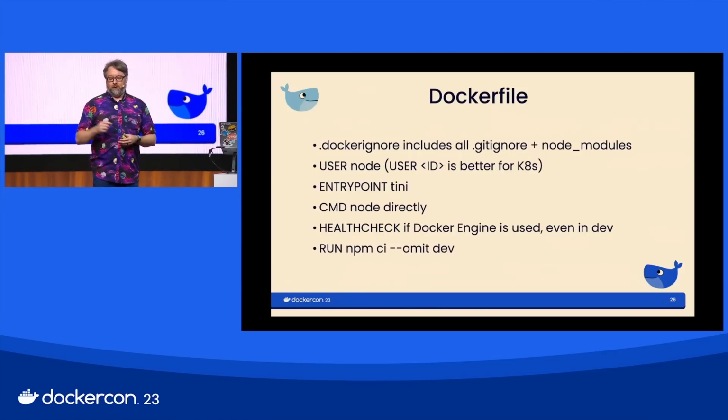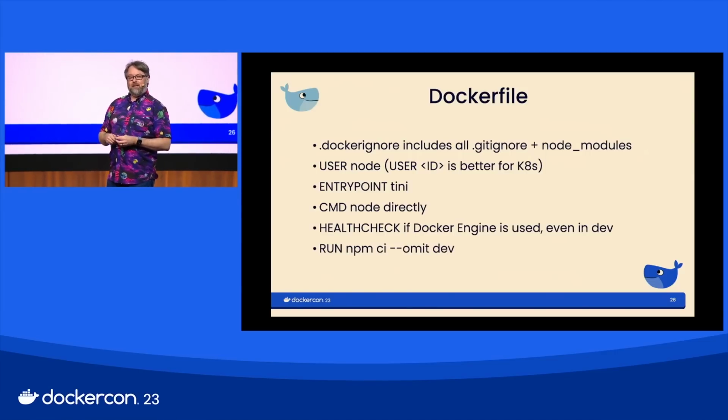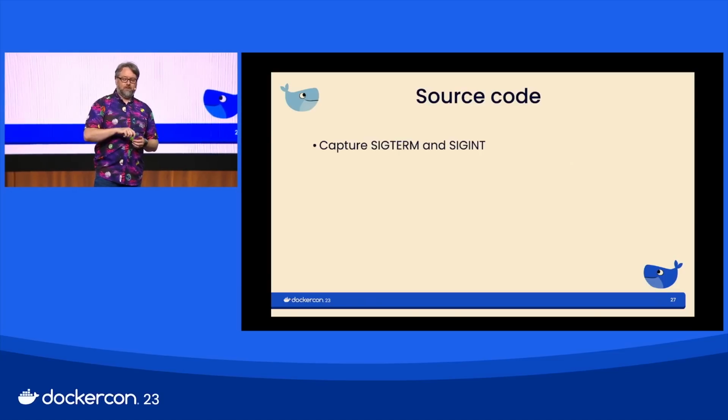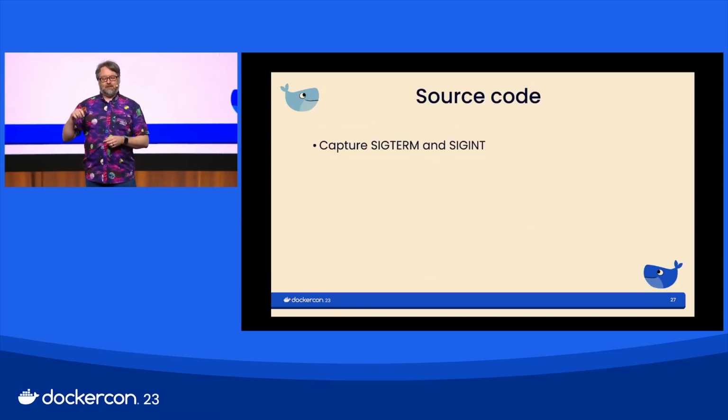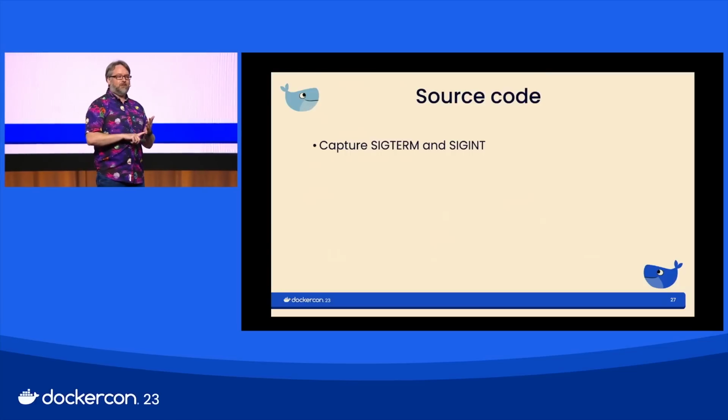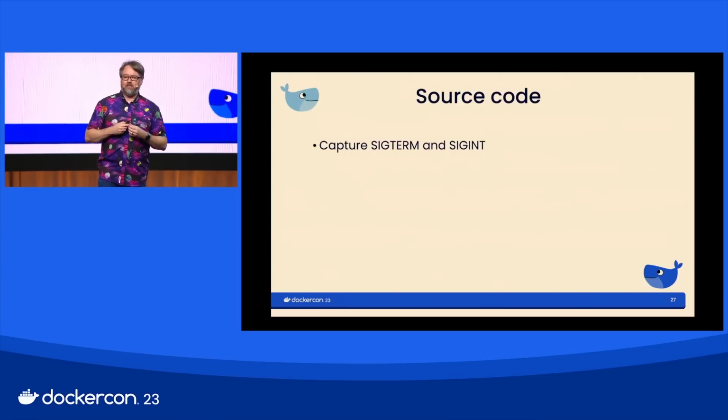We want to use the omit dev and npm ci commands. That's always how we want to run production. In your source code, these are the things that I would have you do. Assuming that your team is controlling the Node source code, I would ask you to capture SIGTERM and SIGINT processes and handle proper shutdown.